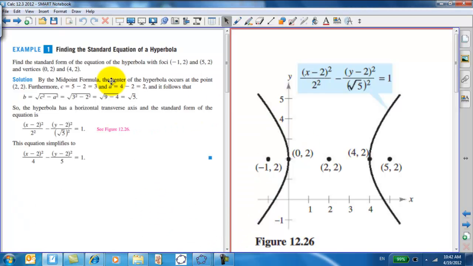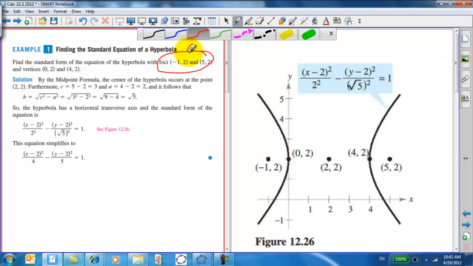In this example, they show how you can go from given information like the foci are (-1, 2) and (5, 2), and the vertices are (0, 2) and (4, 2). From this information, you can figure out that c equals 3. And from the vertices, you get that 2a equals 4, so a equals 2. And they use that then in coming up with b, the square root of 5.